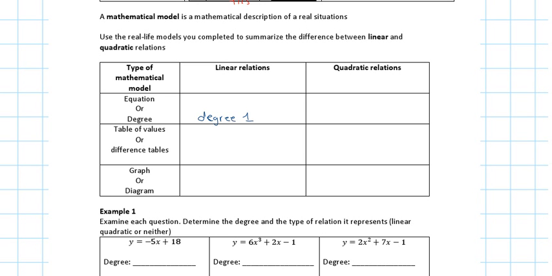And the equation is going to look like this. Y equals mx plus b. Now, the m and the b, they're going to be numbers. So let's say 2x plus 1, or 3x plus 7, or 3x minus 5, where m and b are numbers, and x and y stay x and y. But you see that the degree on the x is 1.